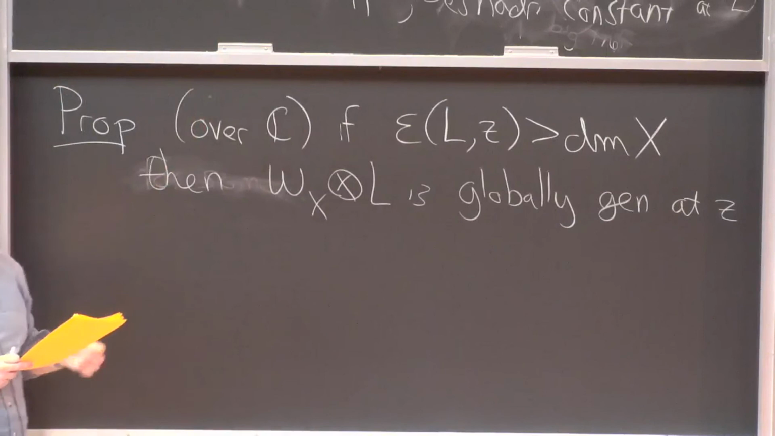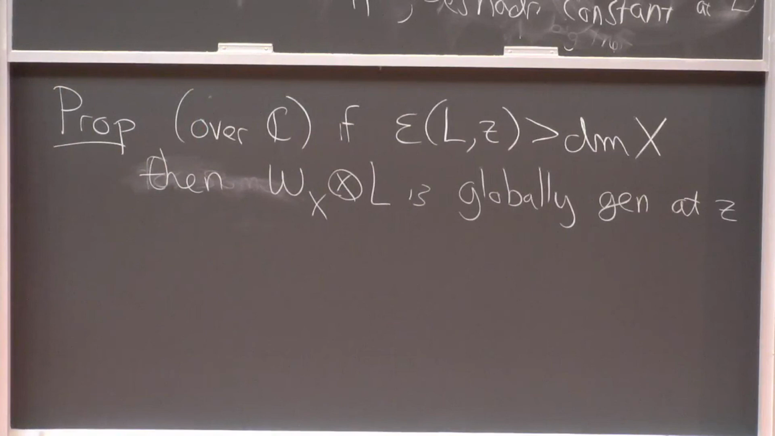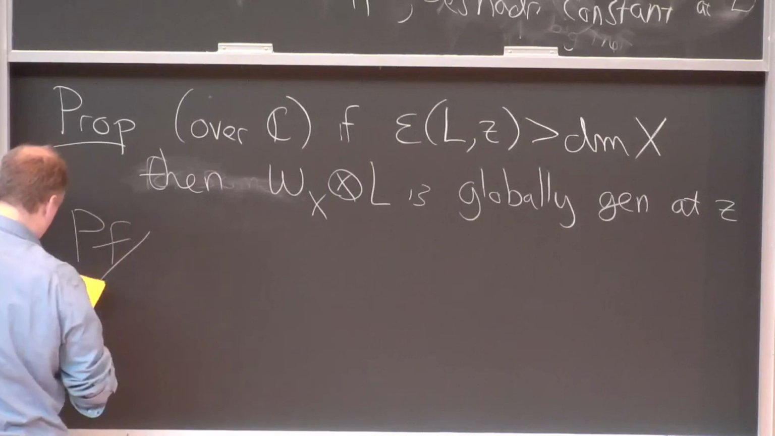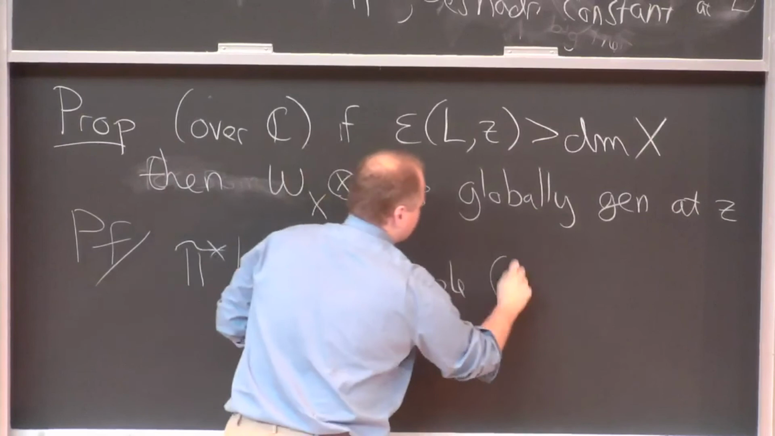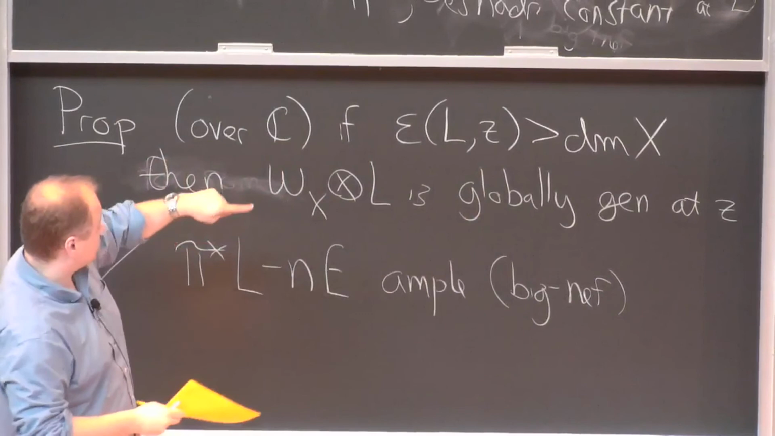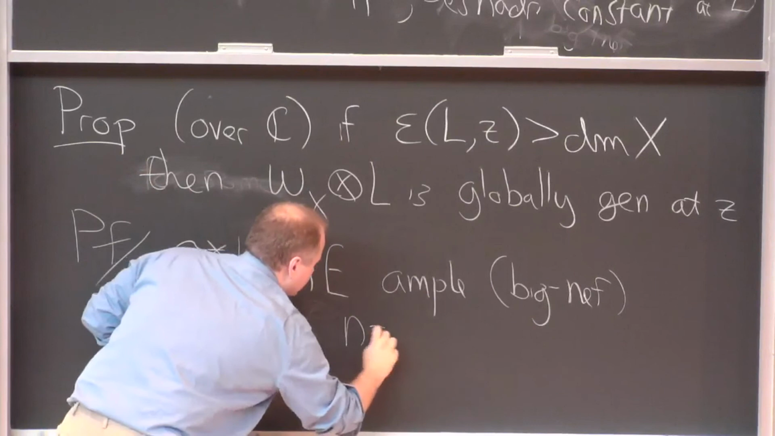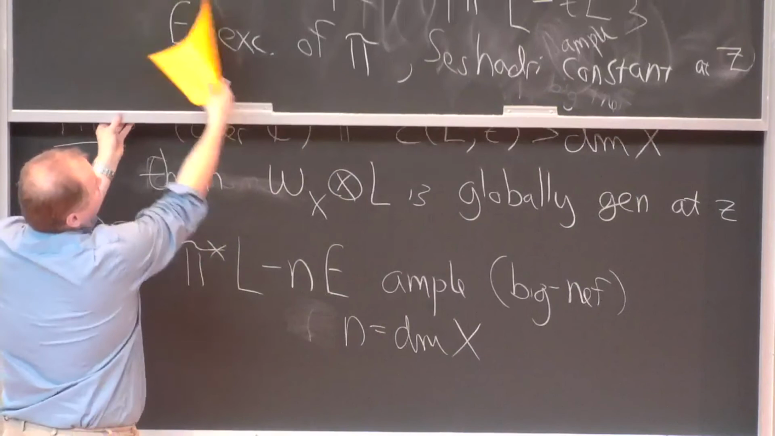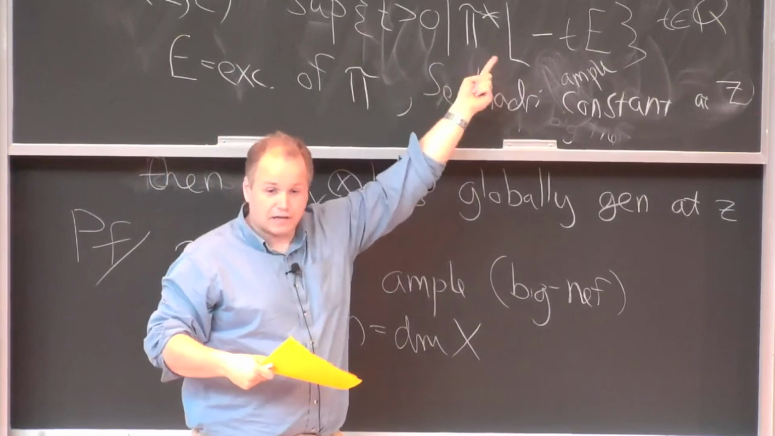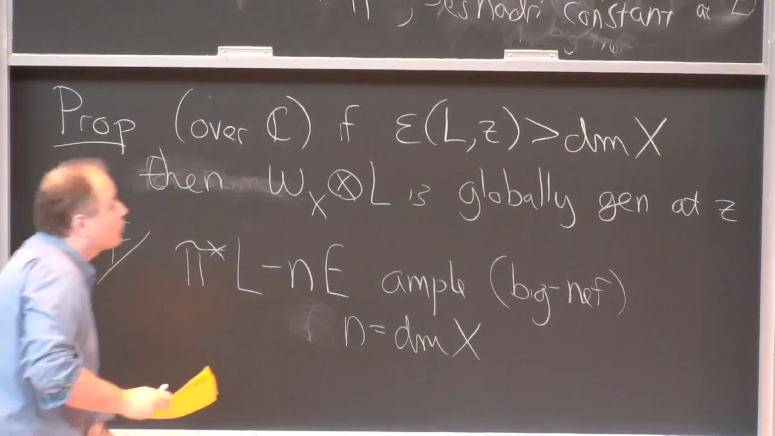Okay. So I'm going to prove this basically right now. The first observation I want is that pi upper star L minus any epsilon E is ample, or if you want, big enough. And this is just because the Seshadri constant is bigger than the dimension of X, n, where n equals dim X. The Seshadri constant minus this epsilon is going to be ample because we're taking the supremum of those values, right? And so the last time it's ample is bigger than the dimension, so this one is still ample.